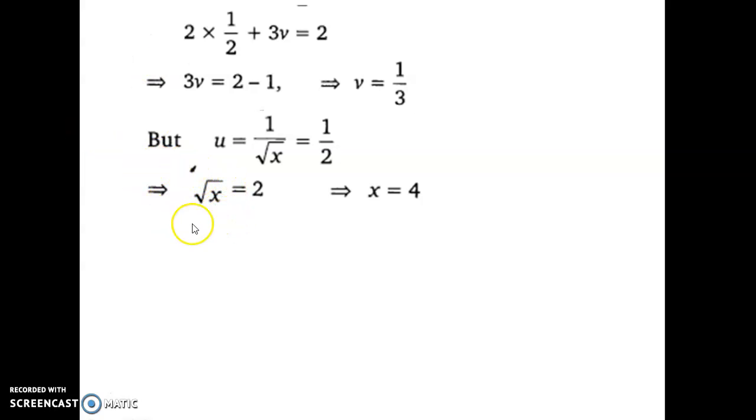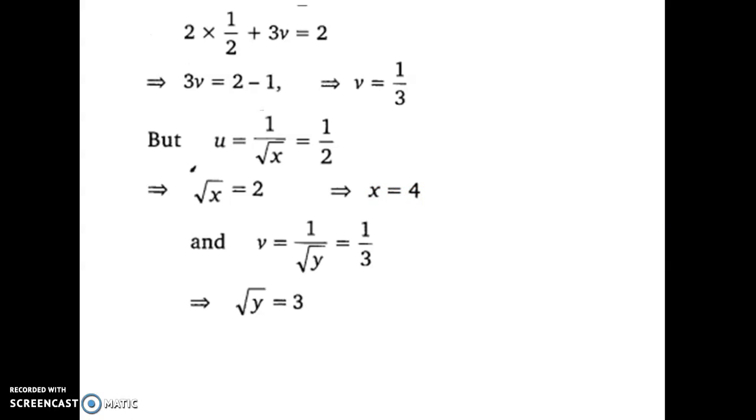Already square root is there, we are taking square, so square root and square will get cancelled. So I will get x is equal to 4. Why? Because on both LHS and RHS I will do squaring. In the RHS 2 is there already, so 2 square will be 4. So that's the value of x. x is equal to 4.